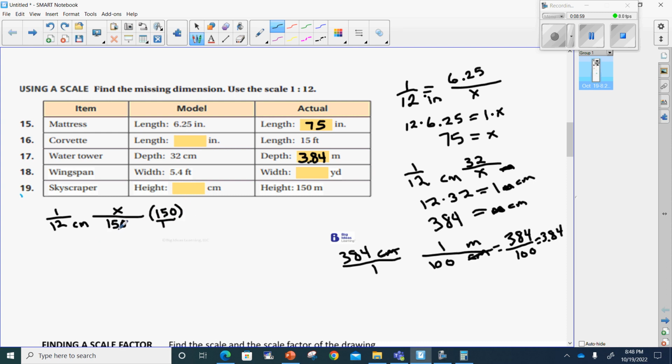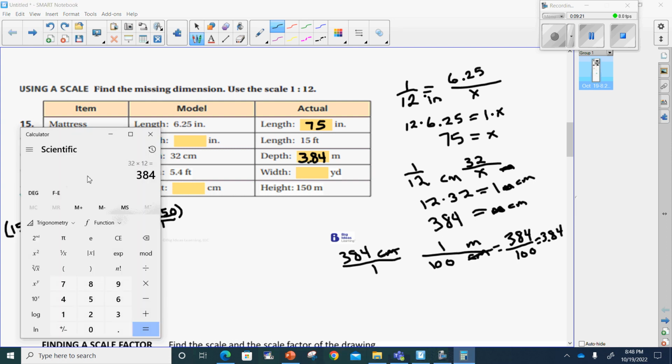Okay, 150 over 1, that gets rid of that. And then I have to multiply this side by 150. And now I have to see what goes into 150 and 12. So I think 12 goes in 150. Let's check it in here.